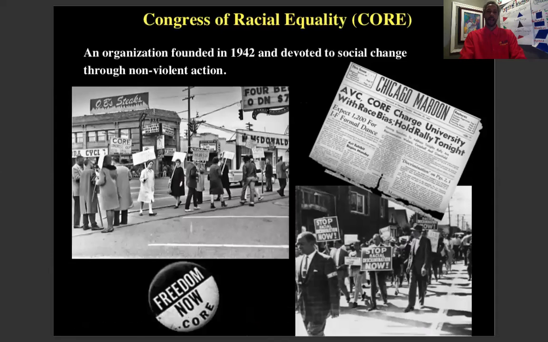Congress of Racial Equality is an organization founded in 1942 devoted to social change. As we know, they were initially founded to help veterans of World War II, but eventually became an integrated group of nonviolent protesters.